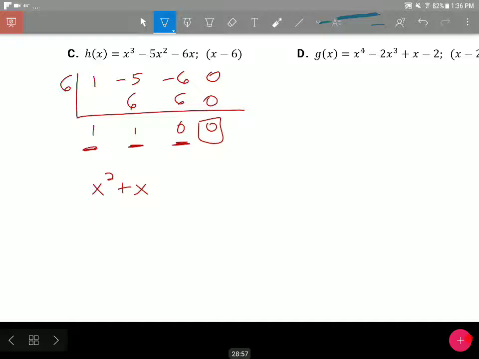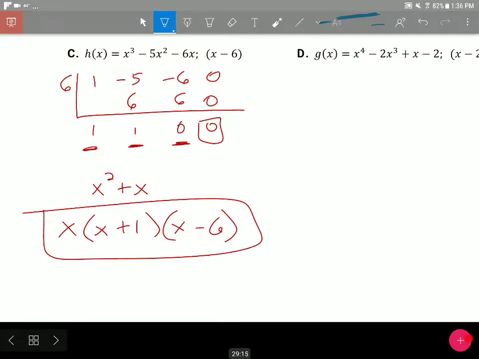Divide. Can you divide anything out of these? An x. You can divide them by an x. So if I divide by x, what is left over? X plus 1. And I'll drag down the x minus 6 for good measure. And it's done.